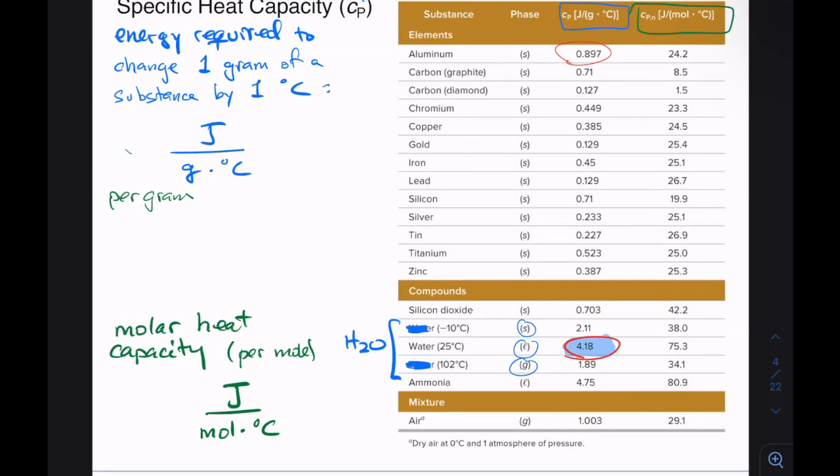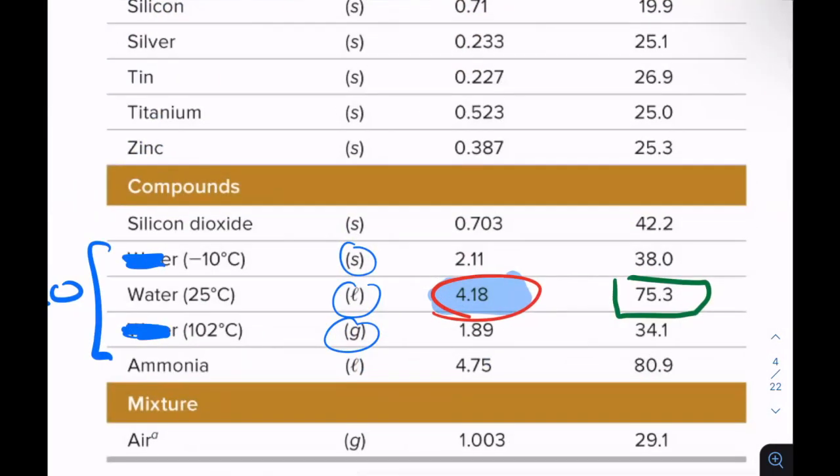Now, I try to keep all my examples using specific heat, so per gram, right? But the textbook likes to use per mole in a lot of its examples. So just make sure that you keep that in mind. But if you look at these numbers, they should only differ by the molar mass of, in this case, H2O, right? And you know what that is? It's 18.015 grams per mole. So if this is per gram, right? And this is per mole, and you know what that difference is, right?